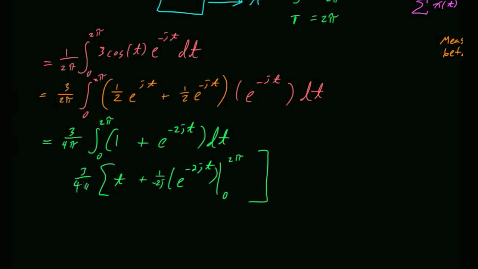I'm sorry, where do you get the minus 2jt from? Because I did, you mean here? Yes. I did e to the minus jt times e to the minus jt. You add the exponents, it's e to the minus 2jt.